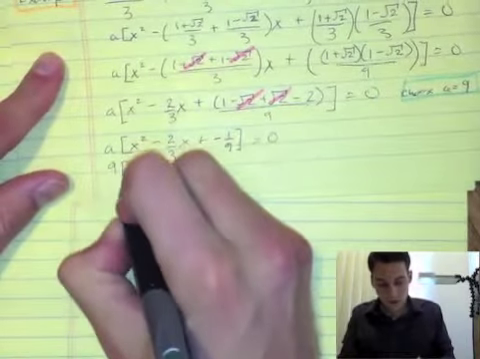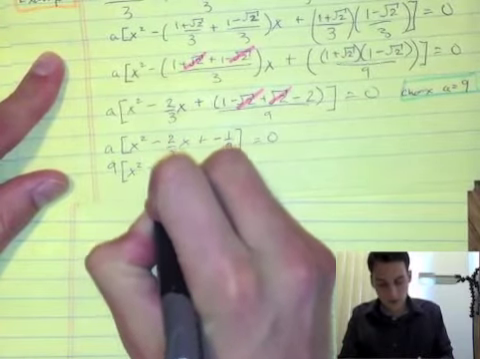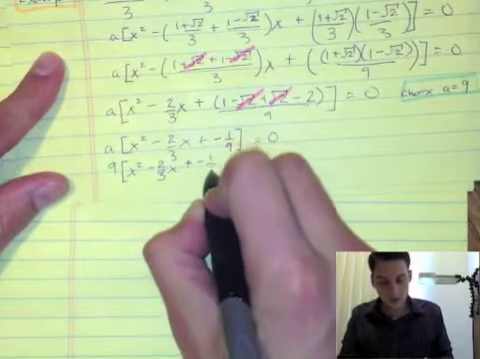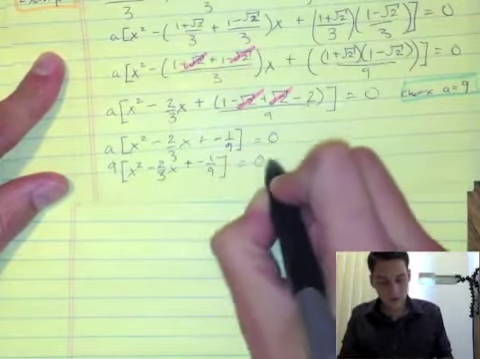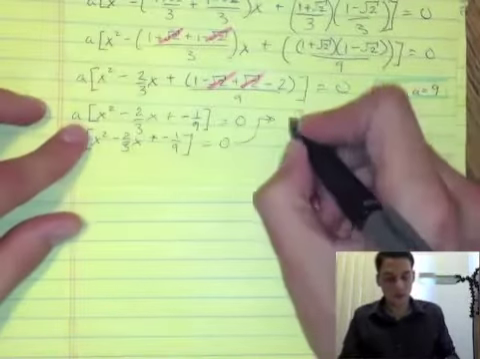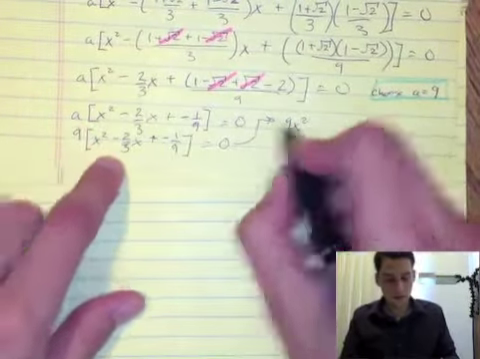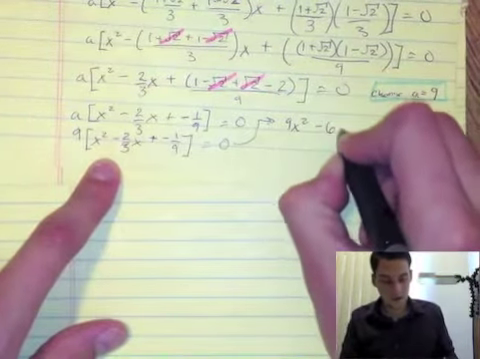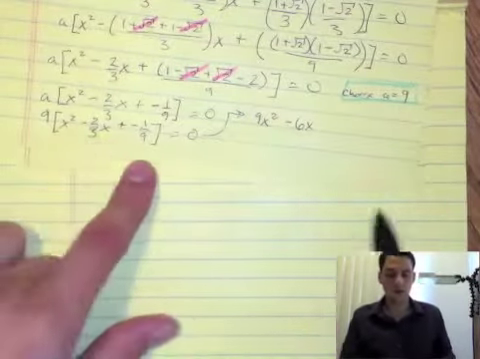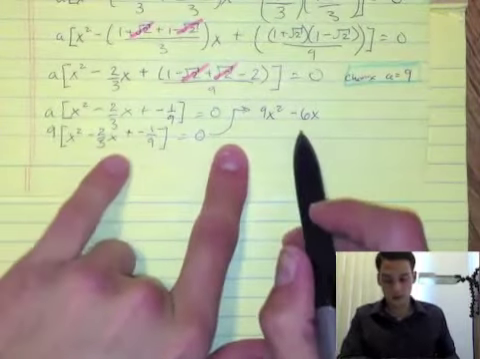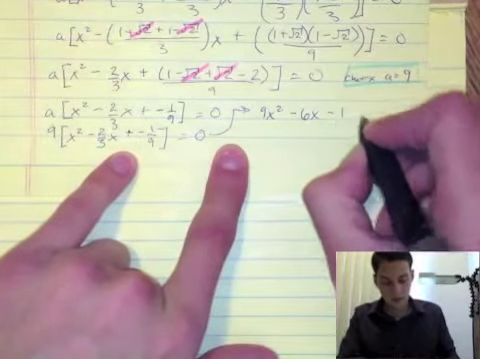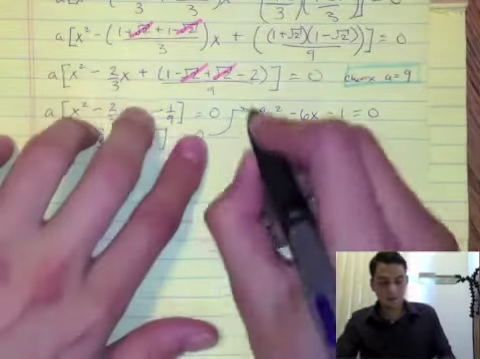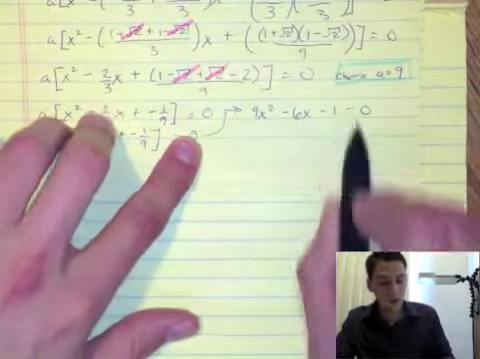So I'll have 9 times x squared minus 2 thirds x plus a negative 1/9 equals 0. And this will give me 9x squared. 9 divided by 3 is 3. So 3 times negative 2 is negative 6x. So I have negative 6x. And then minus 1 equals 0. And that's it. We have an equation with integral coefficients.